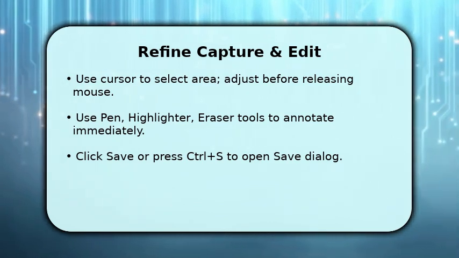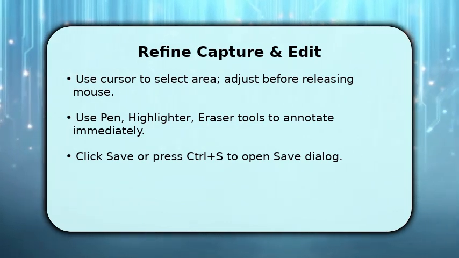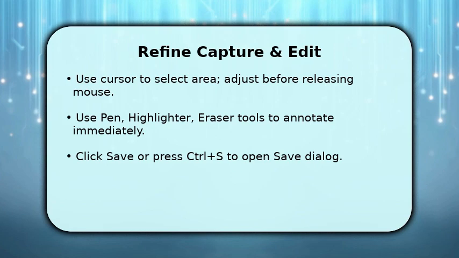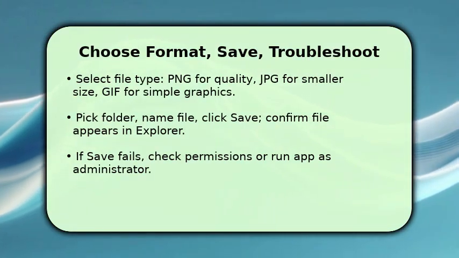When the image looks correct, click Save or press Ctrl+S. This opens the Save dialog, so you choose Folder, File Name, and Format for permanent. Finish by choosing File Type and Destination, because that determines quality and accessibility.